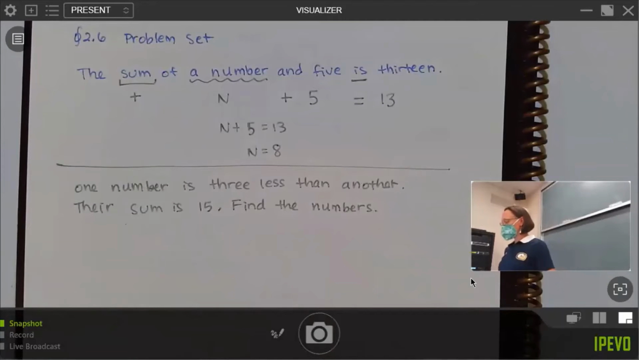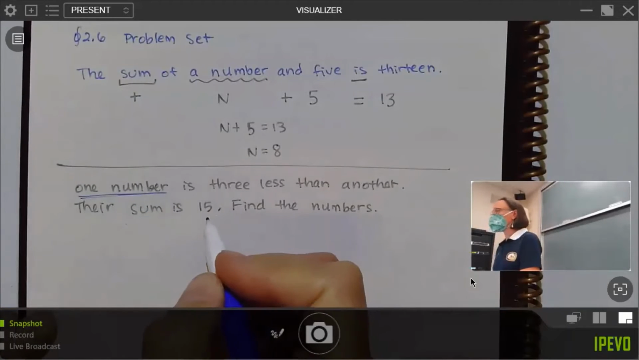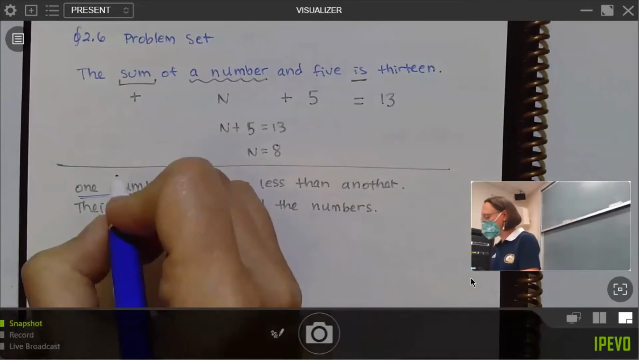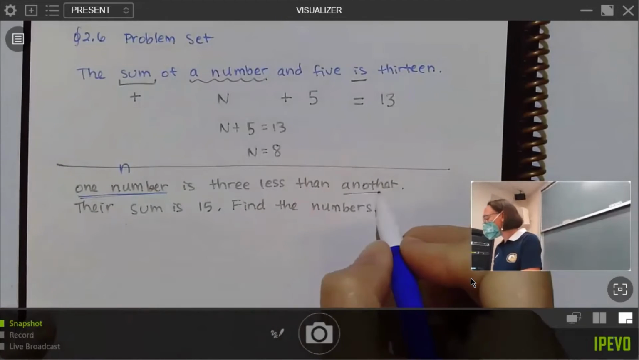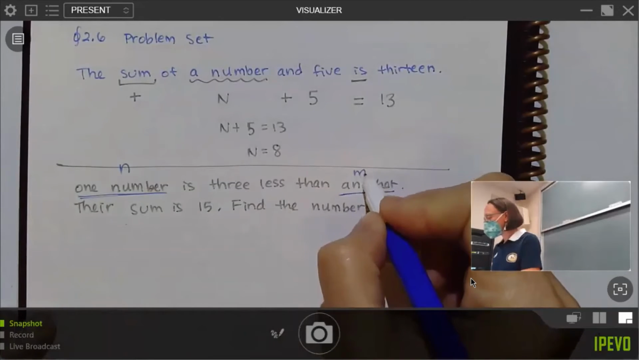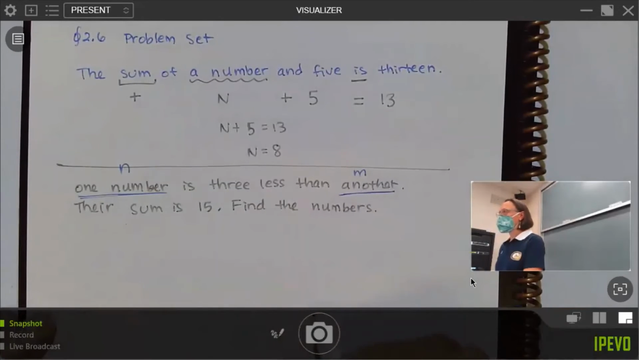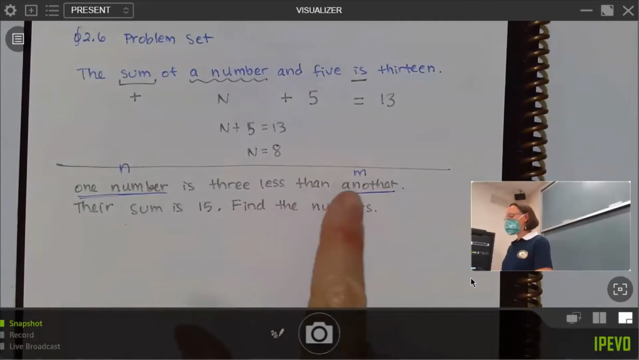Well, one number is 3 less than another. So I've got this number thing. I need to pick a letter. I'm going to pick n because it's a number. But I have another number. So I'm going to pick m because it's next to n in the alphabet. I don't know. You can pick X and Y, A and B. Doesn't matter. That choice is arbitrary. But one number is 3 less than another number.